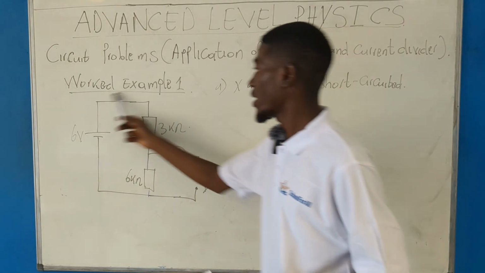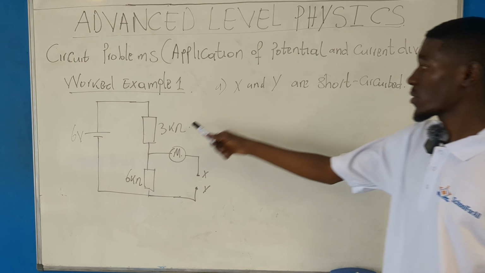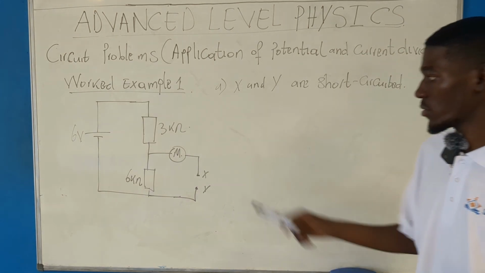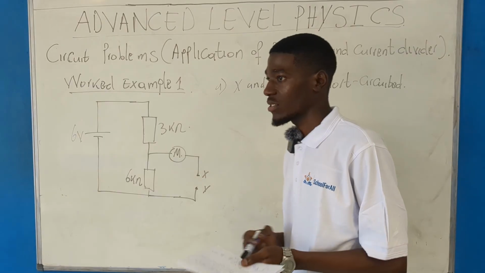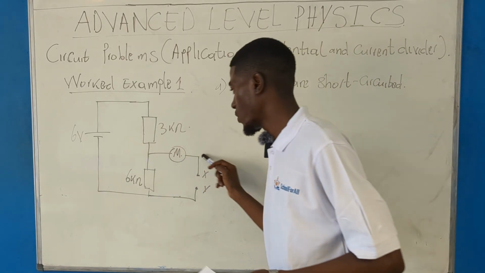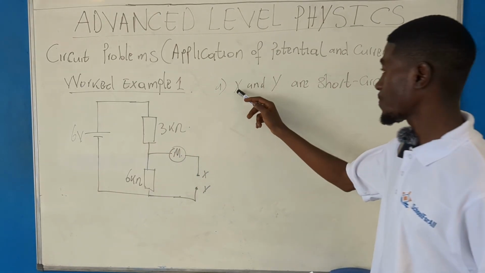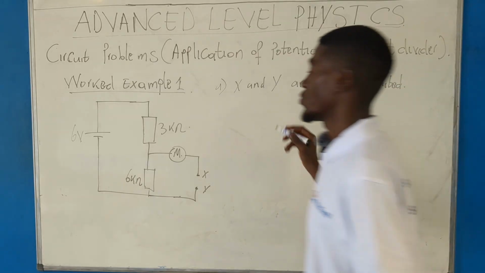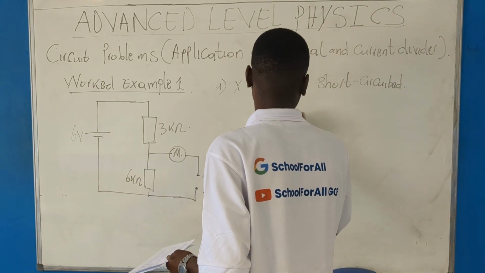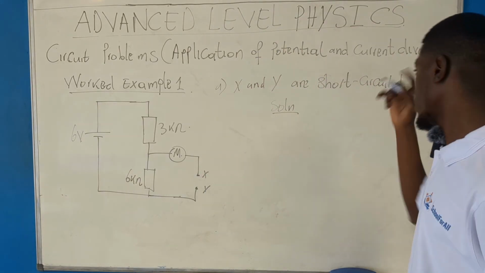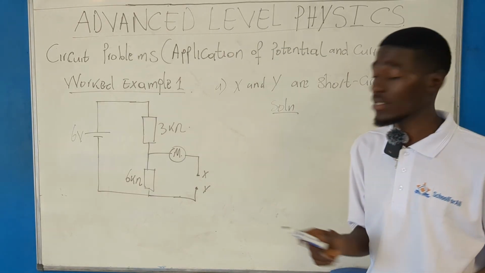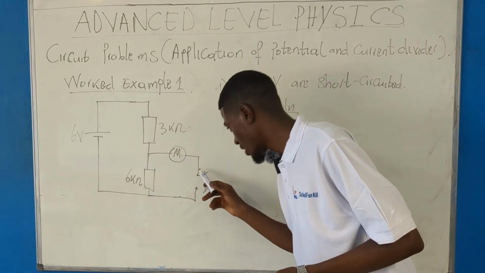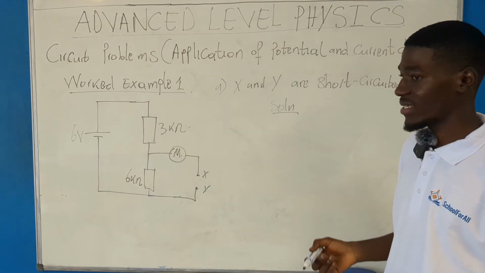Now, this is our circuit diagram, and you want to calculate the reading of the meter. We all know that if a meter is connected in series, therefore, that should be an ammeter. So, it's measuring the current flowing through this branch. So, X and Y are short-circuited. Solution. Short-circuited means I will come here, across these 2 points, I will replace it by a line, a wire. That is the meaning of short-circuiting a circuit.